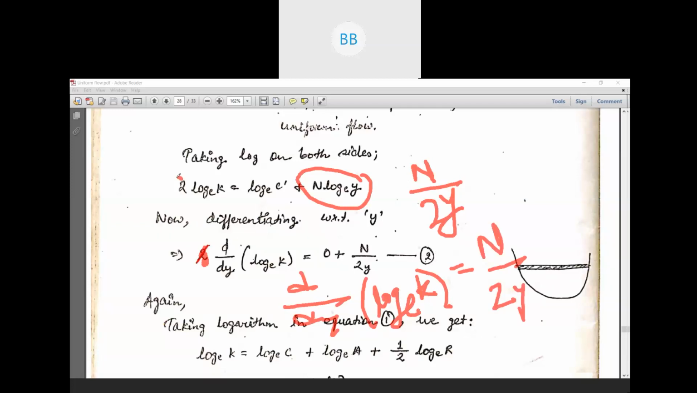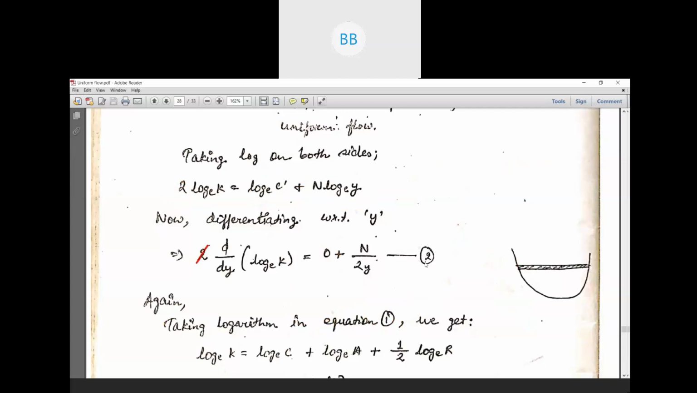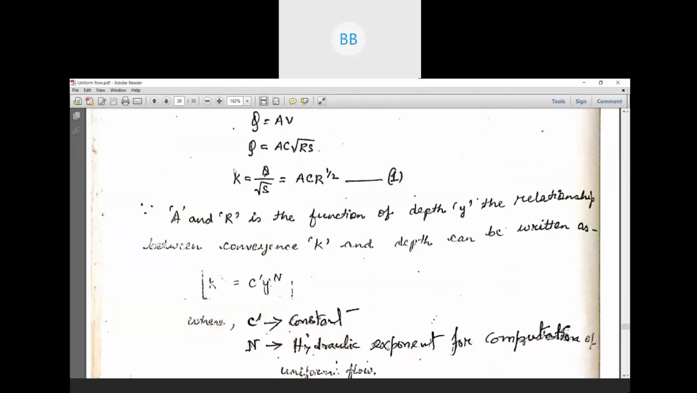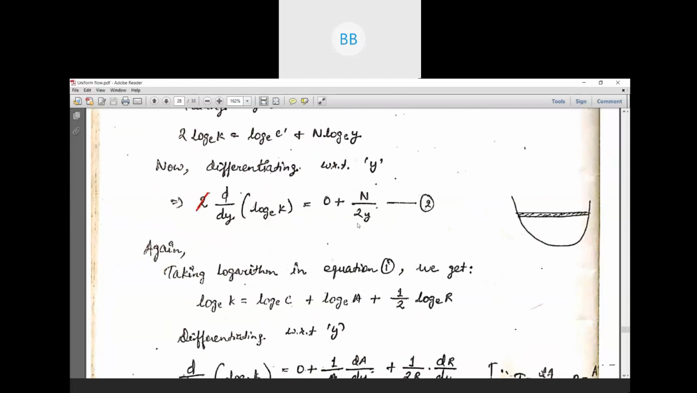This is 0 because C dash is a constant. If we differentiate log C dash, it will be 0. The differentiation of the other term is N by y, and because of the 2 we bring it to the right hand side, it will be N by 2y. So you put equation number 2. Now we are going to take log for equation number 1.